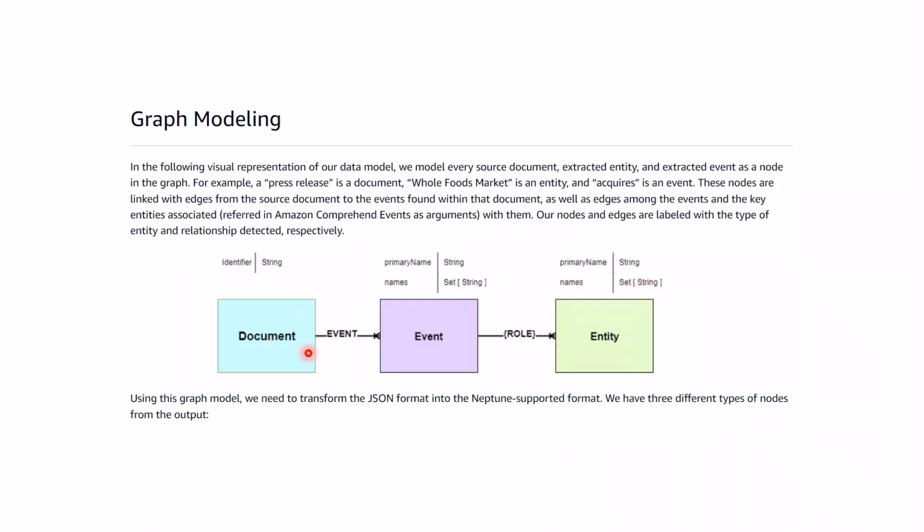So it goes document. Document has an edge called event that leads to the event. The name of the event is actually the proper name itself. So for example, something like acquires or corporate acquisition. And then there's entities in the role. So for example, acquirer would be Amazon, and acquiree would be Whole Foods Market.